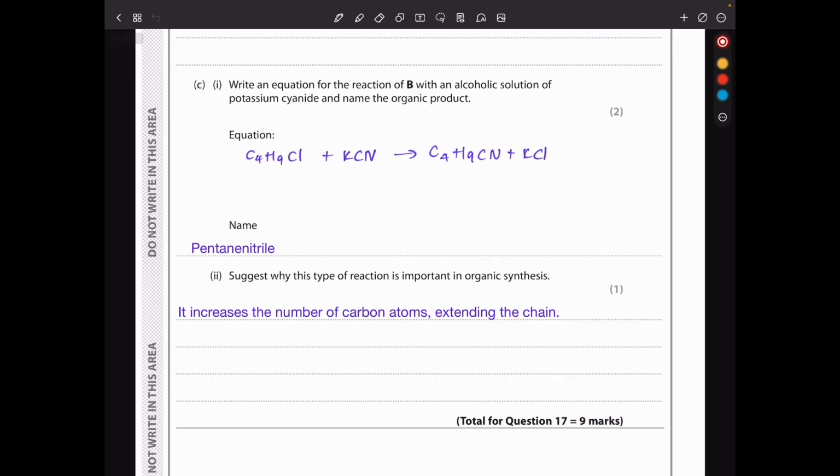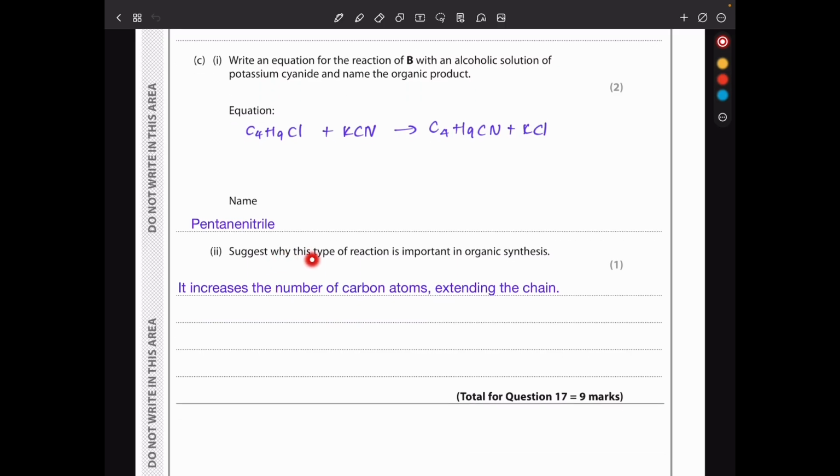Then they say write an equation for the reaction of B with an alcoholic solution of potassium cyanide and name the organic product. So it's C4H9Cl. When it reacts with KCN, we see C4H9CN. This is a substitution reaction. One nucleophile CN comes in and replaces another nucleophile Cl. The product formed has 1 extra carbon, but it's a nitrile, so it's going to be pentanenitrile.